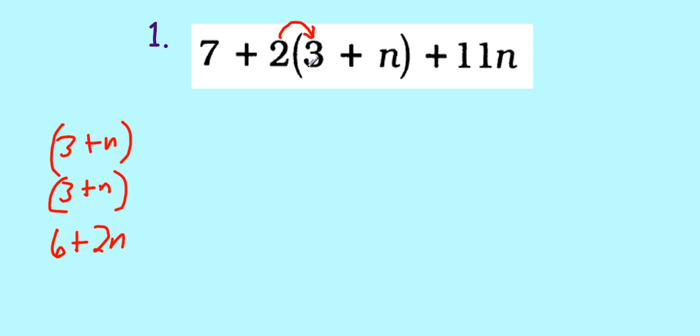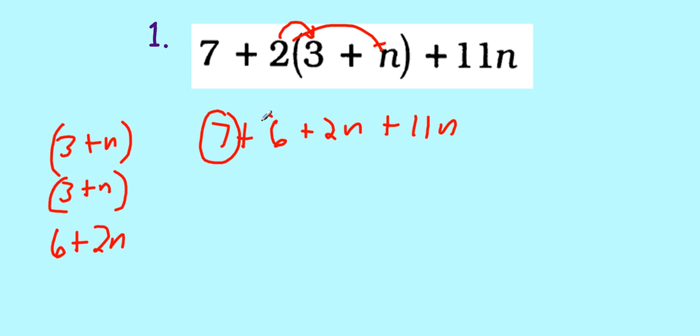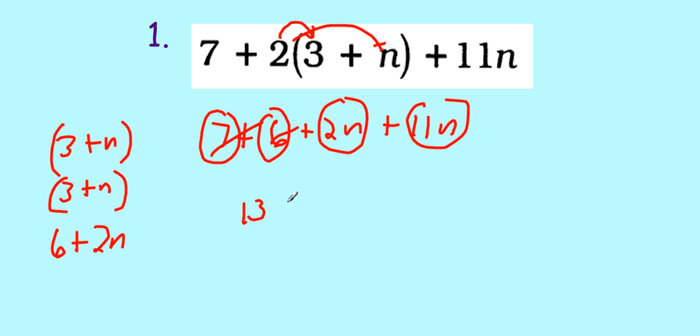Well, 2 times 3 is 6, so we bring down the 6, and then 2 times n is 2n, plus 11n. Okay? How do you group your like terms? After you do distributing, then you group your like terms. 7 and 6 go together to make 13. Cross those out. The 2n and the 11n go together to make 13n. So 13 plus 13n. Okay, question.